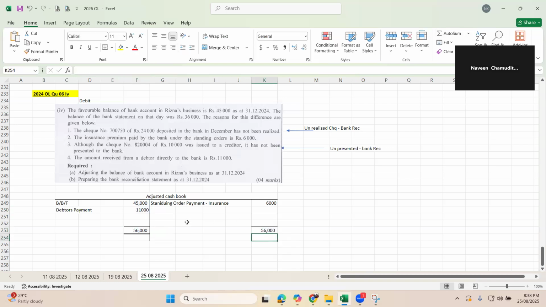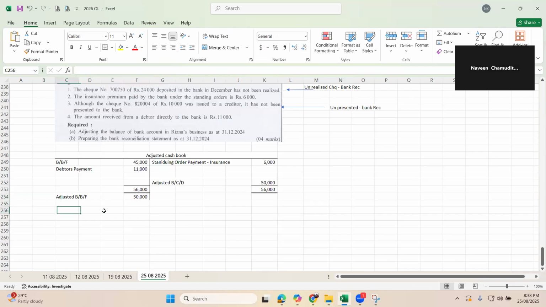So here the total is 56,000, and the difference is the adjusted balance carried down. How much is the gap? 56,000 minus 6,000 is 50,000. Here, adjusted balance brought forward is 50,000. So the adjusted cash book we have done. Then we need to prepare the reconciliation statement. So here, bank reconciliation statement for the month of December 2024.